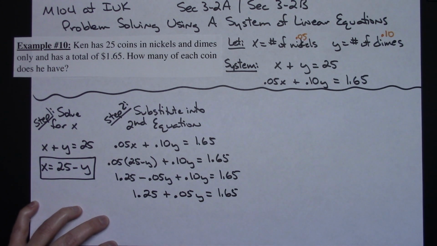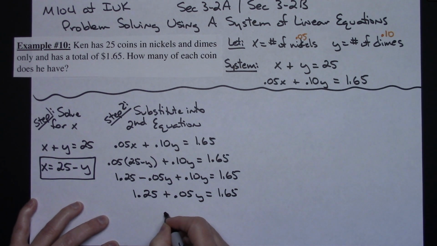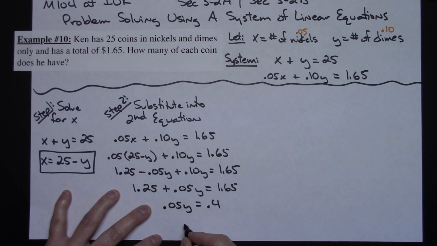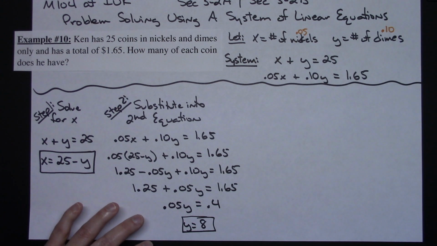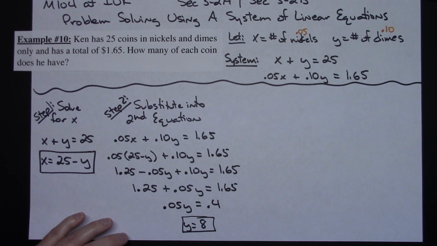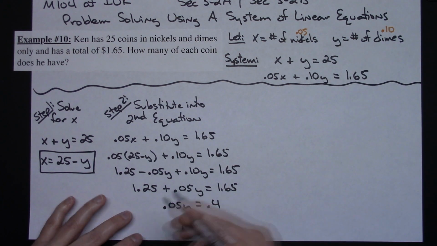Going ahead and subtracting $1.25 from both sides, I'm going to have 0.05y is equal to 0.4. Some of you might need a calculator to do this, but go ahead and divide by 0.05. You're going to get y equals 8. Or in other words, I'm going to have 8 dimes. Okay, so then the last step would be to figure out how many nickels. So we're going to substitute back into that first equation.